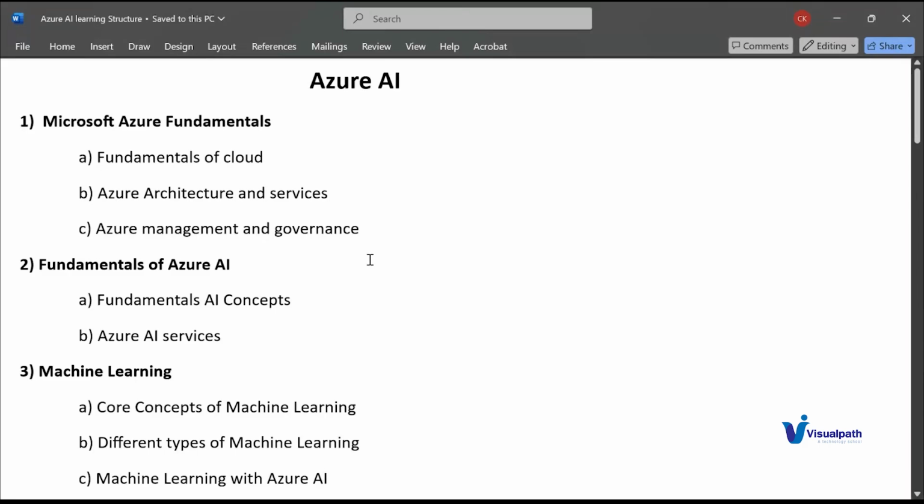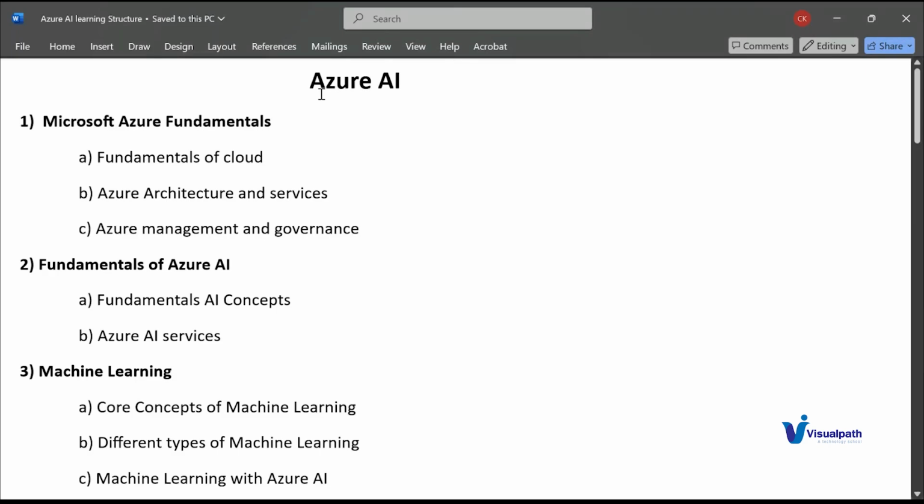So we'll go through the entire course structure, like what we are going to cover in the next 45 days of training on Azure AI. This course is about Azure AI, which covers all the services that are available with respect to artificial intelligence in Azure.